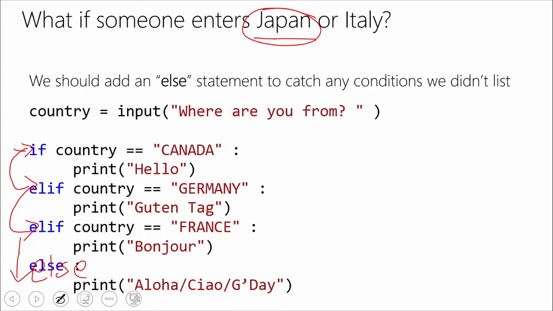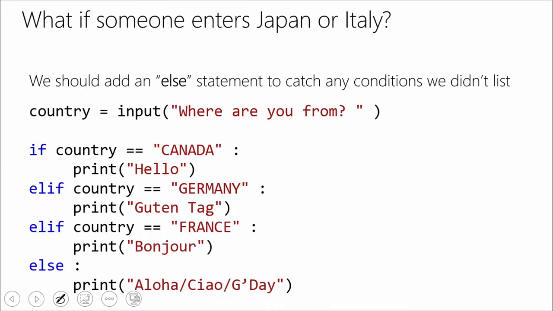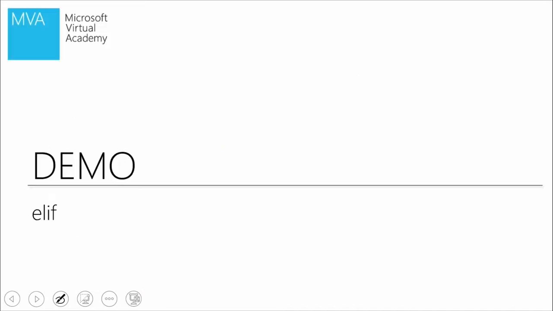And then you'll notice down here at the very bottom, let me just erase all my ink. There we go. You'll notice at the very bottom I've got my else and then print aloha, ciao, g'day, ciao. And we'll go from there.